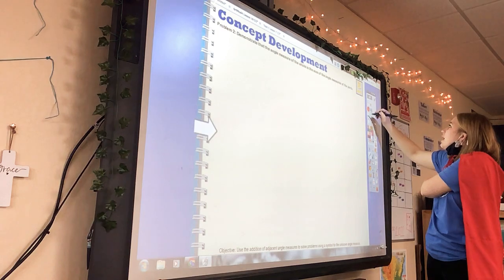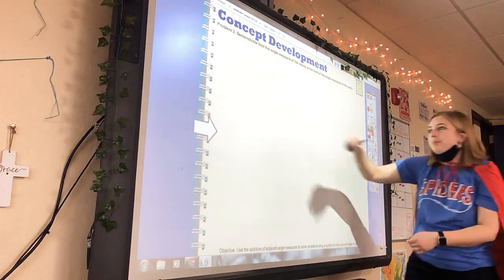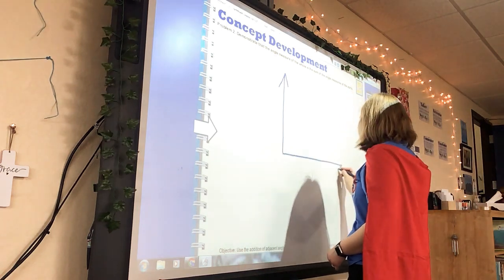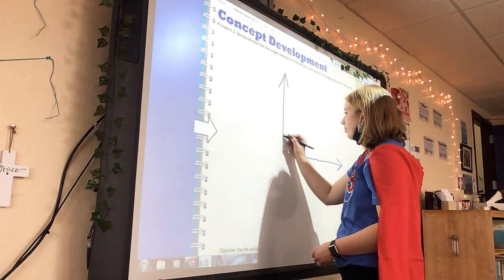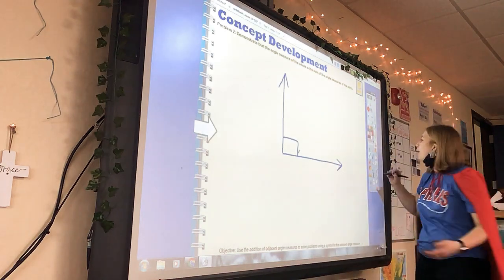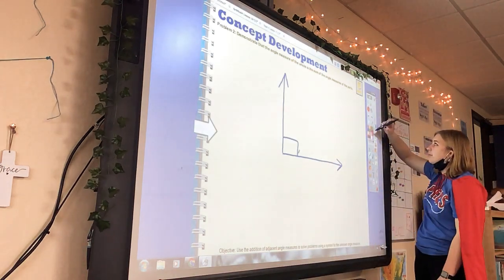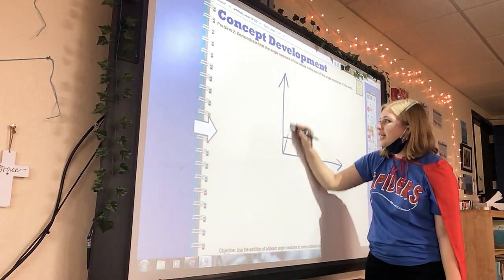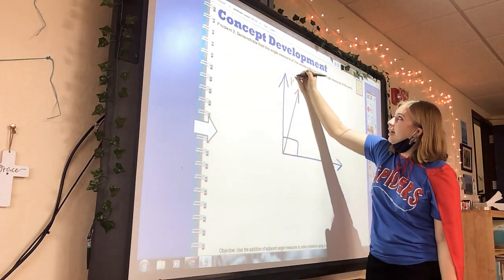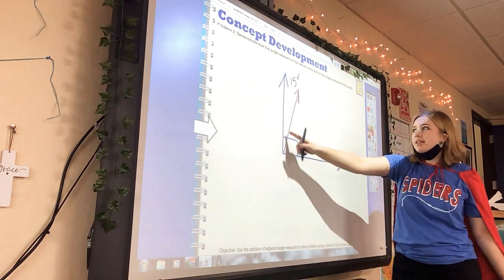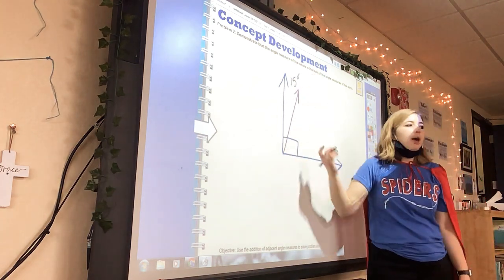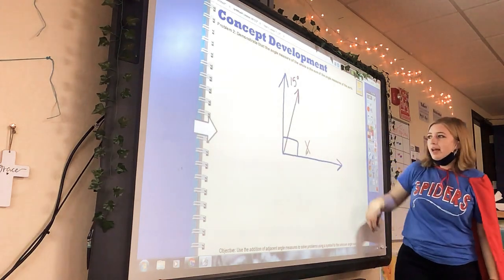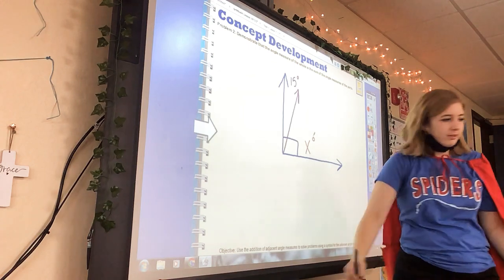Yeah, okay. So I'm gonna put one up here, okay? And you guys are gonna talk with your elbow partner how you would solve that, okay? So what is this measure right here? 90, okay? Now let's say we had a second angle in here, okay? And it was 15 degrees. This angle right here is 15 degrees. How would you find X? You're gonna talk to your elbow partner. Okay, ready, go, talk.